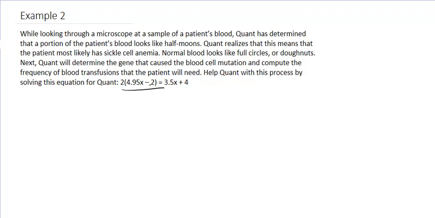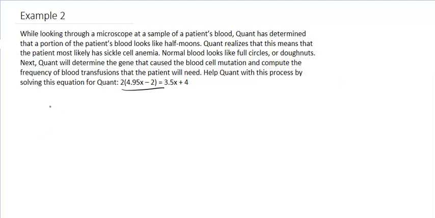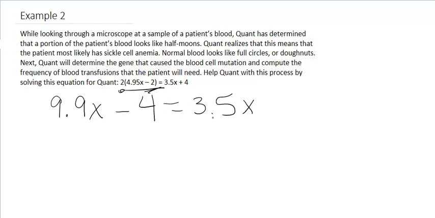So 2 times 4.95, which we can either do with a calculator or off to the side. But let's just do it like this. So we get 9.9. So we got 9.9x. Now 2 times -2 is equal to -4, which is equal to 3.5x plus 4.